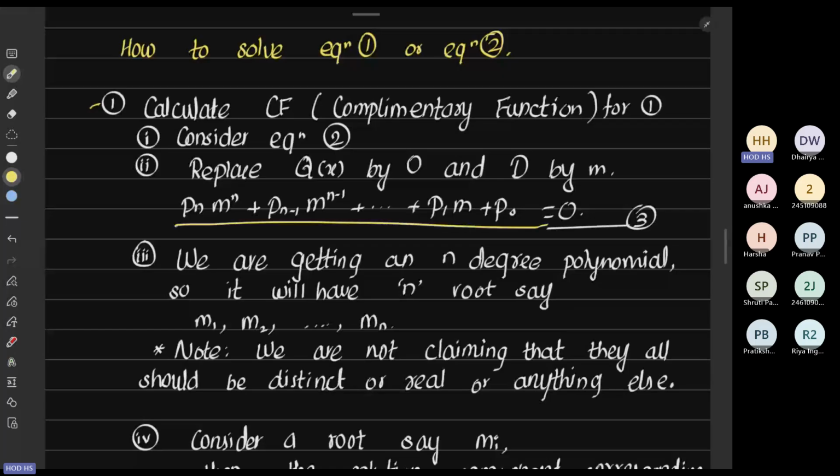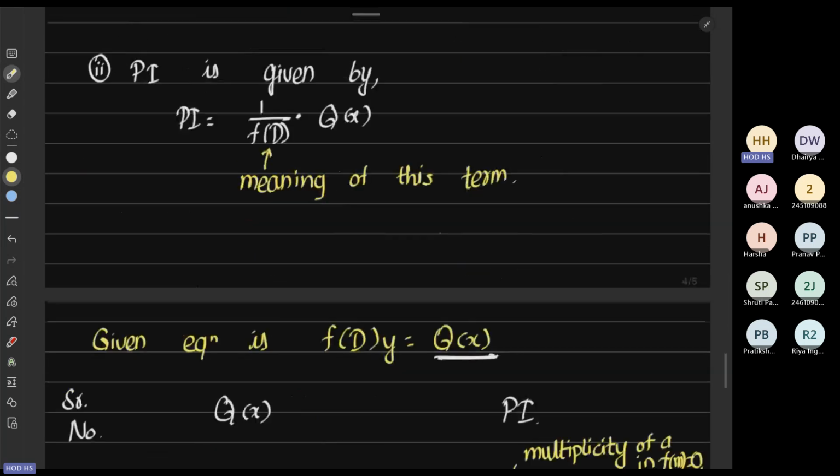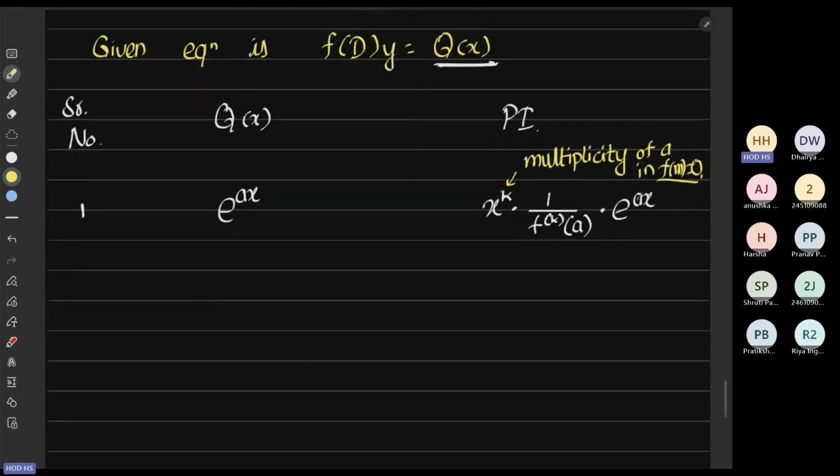When we solve this auxiliary equation, we will get n roots. If a is a repeated root, then we need to take the derivative to remove that as a root, and to compensate for this derivation process, we need to multiply by an extra x. We'll see in an example when a is a root once, a is a root twice, and a is never a root. So in an example, we will see what to do when a is a root multiple times.